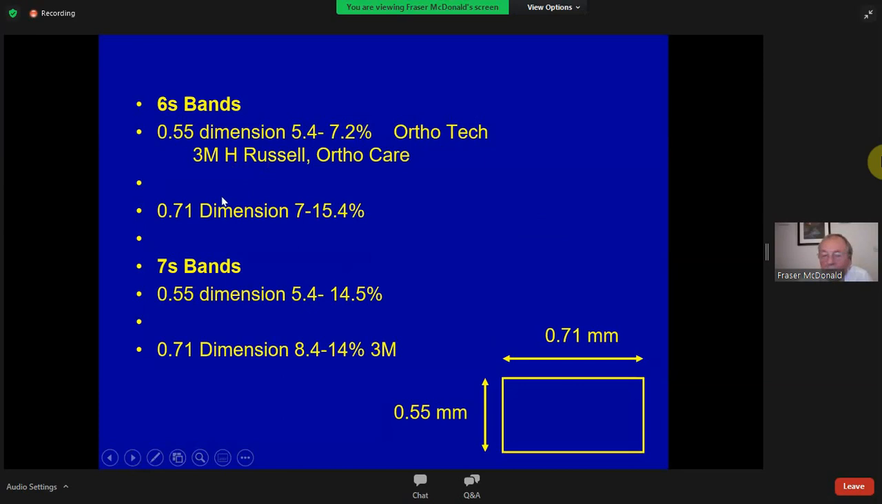Hawley Russell was a manufacturer. They've now gone bankrupt, but 3M, Orthocare, these all exist. And you can see that there's a wide variation in the 0.55 dimension, and there's a variation in the 0.71 dimension. That's for the 6s and then for the 7s. So these are actually difficult in terms of how you can fill the slot with a piece of wire that will actually apply the levels of torque you want.